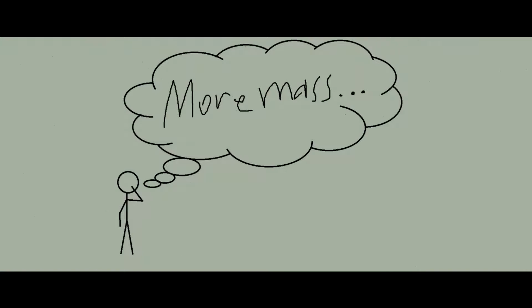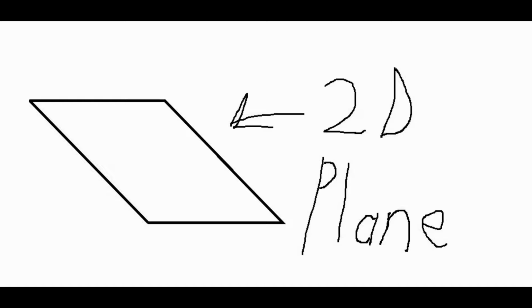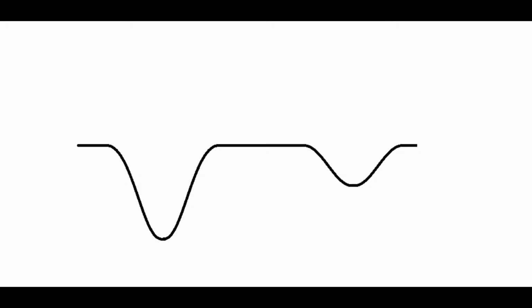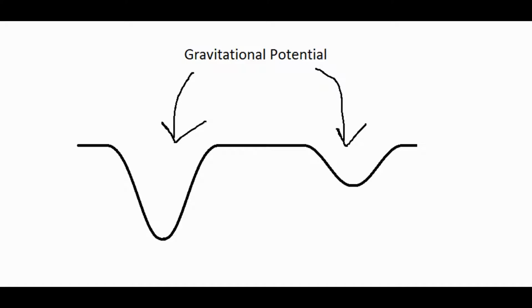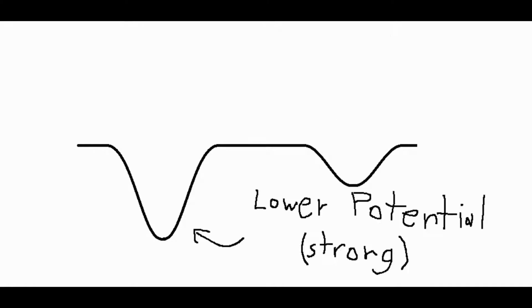Now, remember when I mentioned that larger masses create a stronger gravitational field? If we were to visualize spacetime as a 2D plane, stronger gravitational fields would create a deeper or lower depression in that plane. According to Newtonian physics, these depressions in spacetime are called gravitational potential, with higher gravitational potential meaning weaker gravity fields, and lower meaning stronger fields. Now, you see, general relativity uses something called metric tensors, but that's for another time.